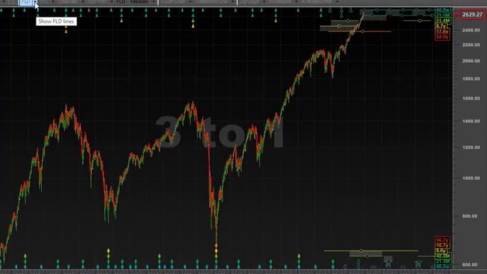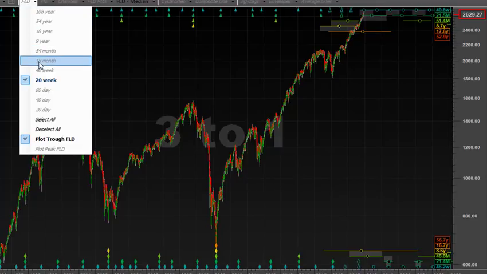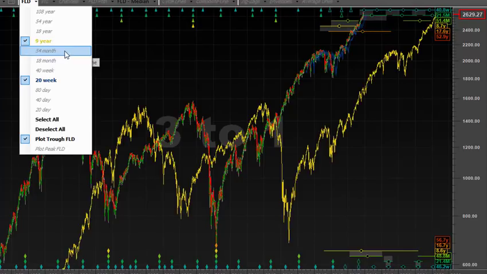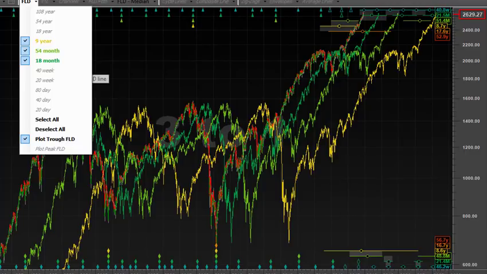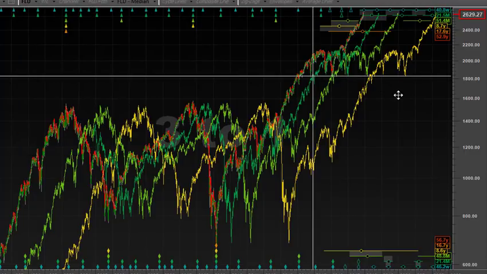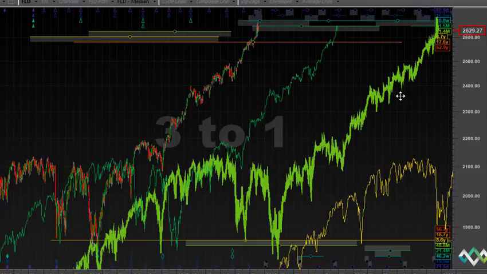So what we could do is have a look at some of the really long FLDs here. There is the 9-year FLD, and there's the 54-month FLD. There's the 18-month FLD. So there we've got a couple of long-term FLDs that are definitely worth looking at.